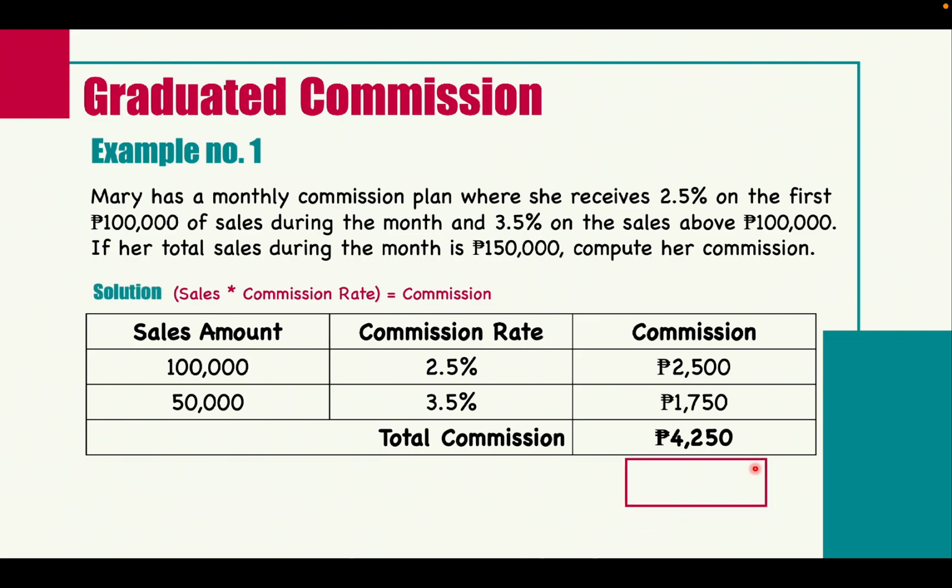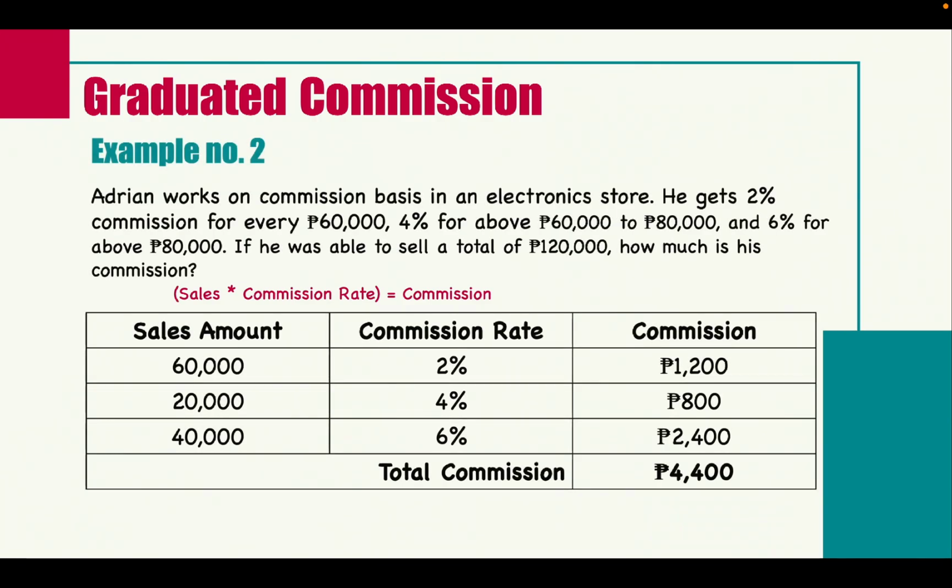Another example. So Adrian works on commission basis in an electronic store. He gets 2% commission for every 60,000 pesos, 4% for above 60,000 to 80,000 pesos, and 6% for above 80,000 pesos. If he was able to sell a total of 120,000, how much is his commission? So ilista nyo muna lahat ng rates. So ilista natin lahat ng rates. 2%, 4%, and then 6%.